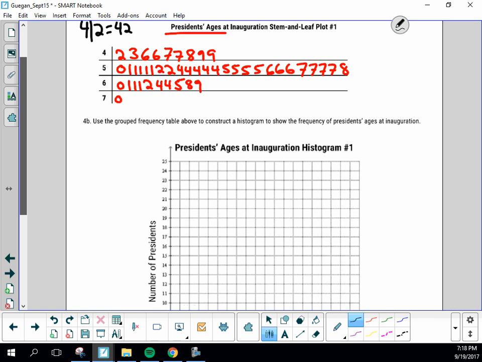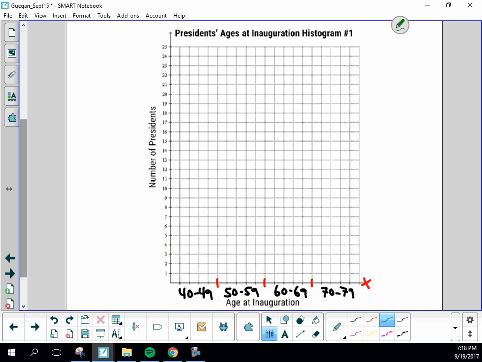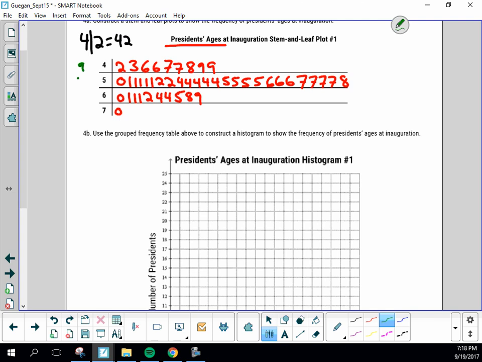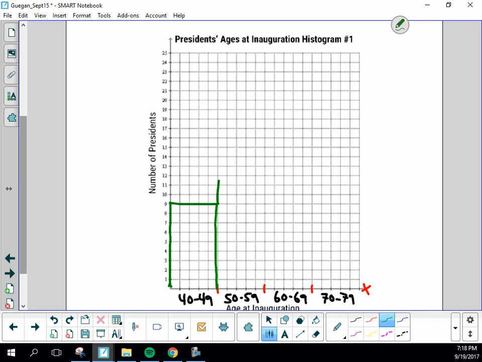There were 9 presidents. I'm going to write a little 9 right here. 9 presidents who were inaugurated when they were in their 40s. So going to this histogram, we're going to make a bar that is 9 tall. Should look like that. We'll go in color in just a moment. There are 25 presidents who were inaugurated when they were in their 50s. That's going to take us all the way up to the top here.